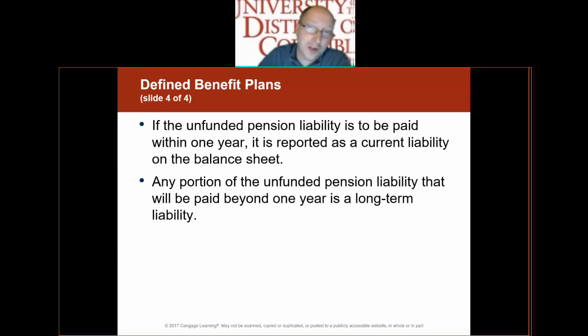If the unfunded pension liability is to be paid within 1 year, it's reported as a current liability on the balance sheet. That's actually pretty common. Any portion of unfunded pension liability that would be paid beyond 1 year is a long-term liability. That's when it gets a little risky.